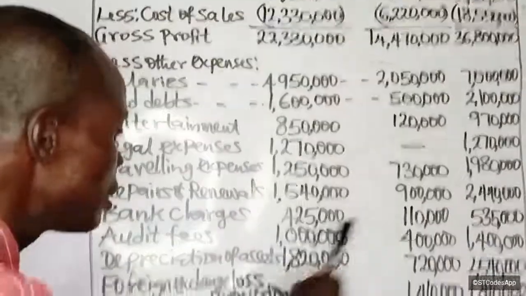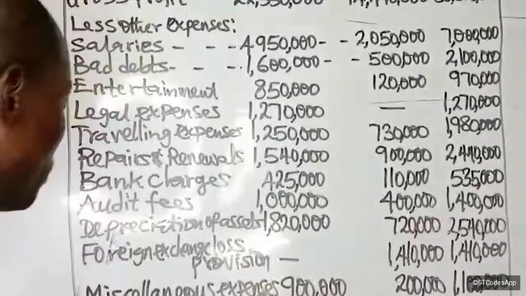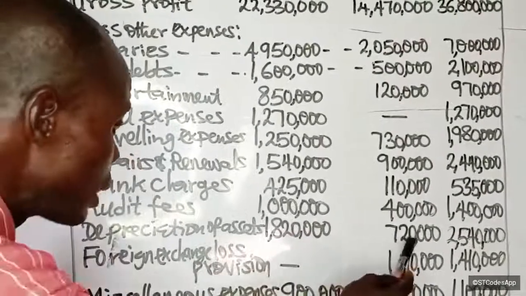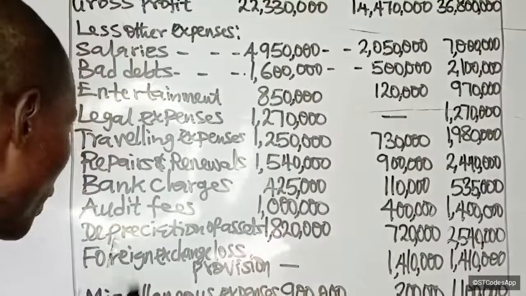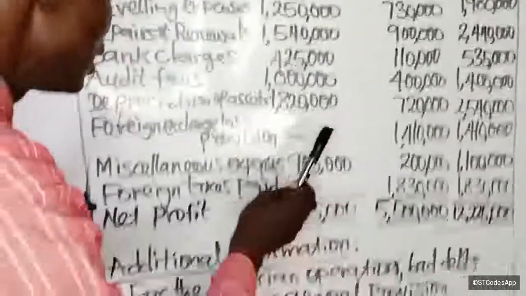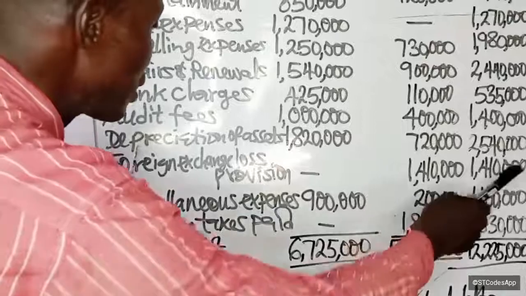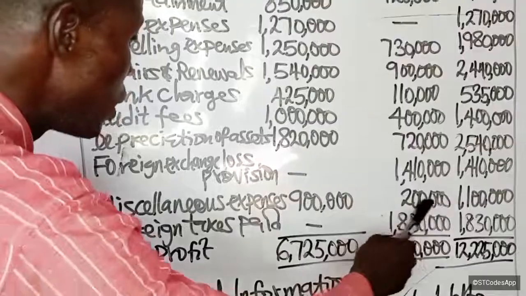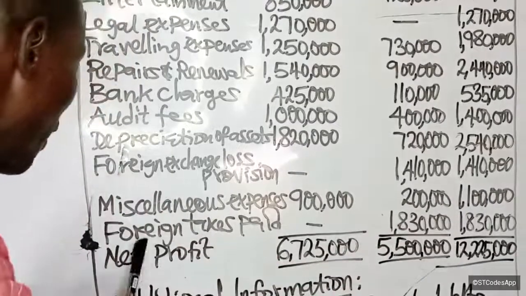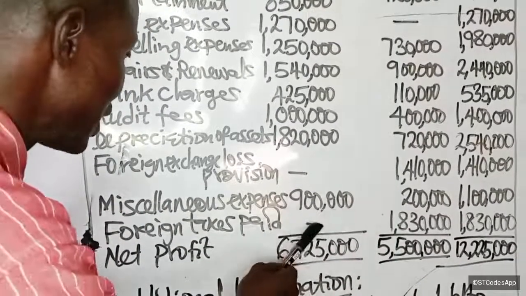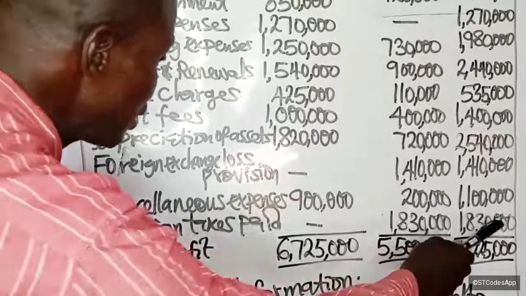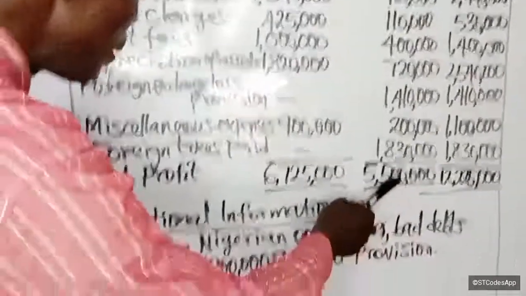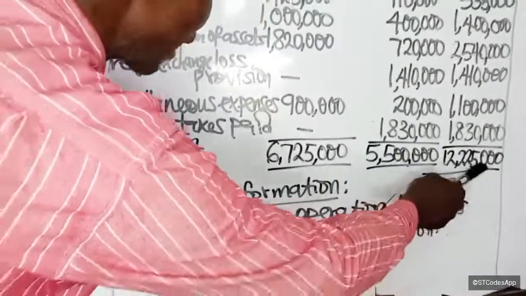Audit fees 1,400,000 and 1.4 million. Depreciation of assets 1,020,000, 720,000, and 2,540,000. Foreign exchange loss provision nil, 1,410,000 and 1,410,000. Miscellaneous expenses 900,000, 200,000, and 1.1 million. Foreign taxes paid dash, 1,030,000, 1,030,000. Net profits 6,725,000, 5.5 million, 12,225,000.